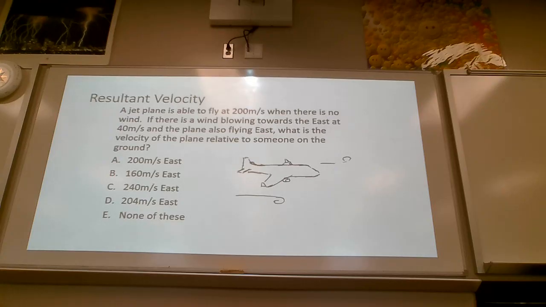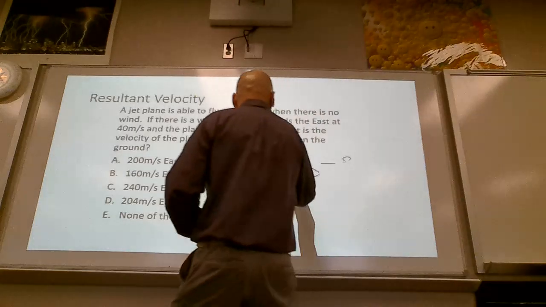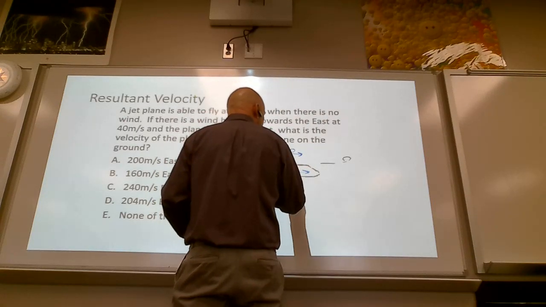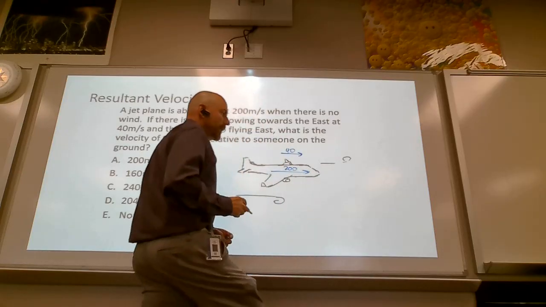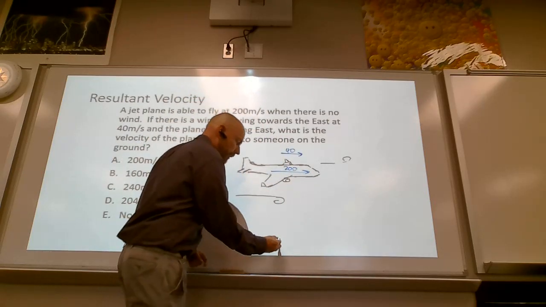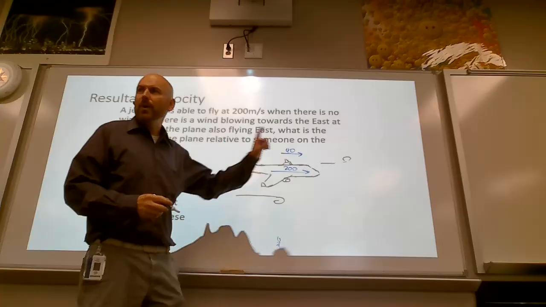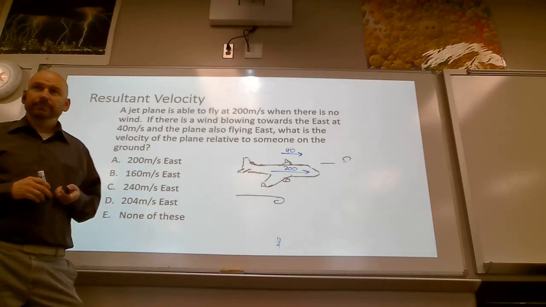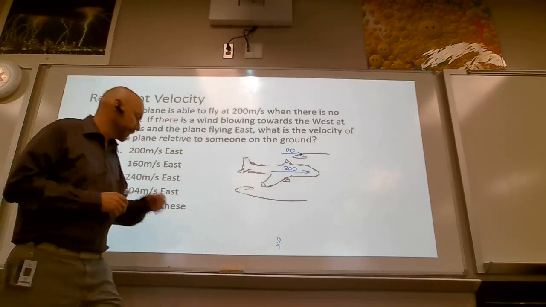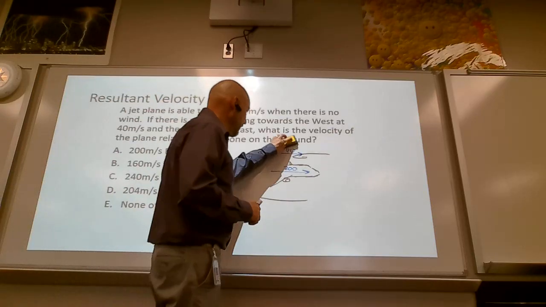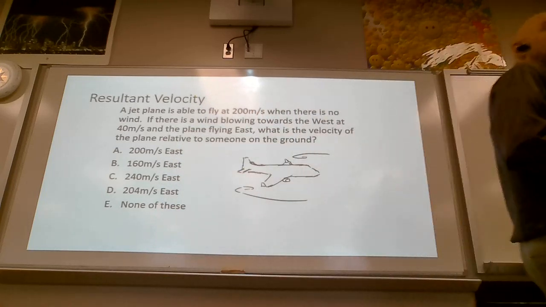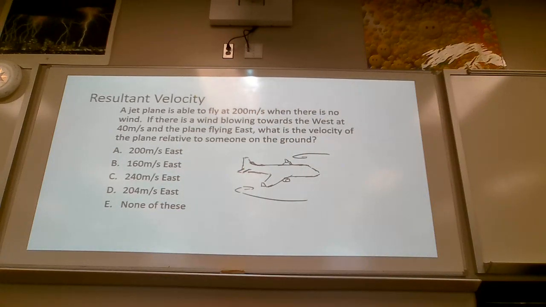Correct answer is C. We're adding those together. The wind is going 40. The plane's going 200 in the wind. So combined together, as you're standing on the ground, you see the plane going 240 meters a second. Okay? So what would happen if it was going into the wind?